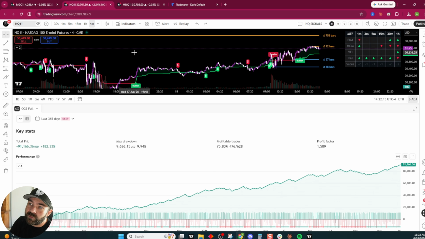So sticking with NQ 4-minute time frame, this has a total P&L of 91,166 for a drawdown of 9,600, for an almost 76% win rate on profitable trades and a profit factor of 1.589 over the last 365 days.